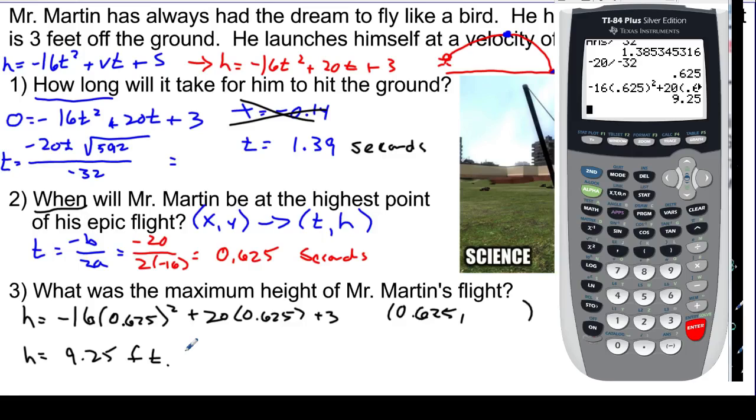But we were able to answer all their questions. We started off with the general projectile motion formula. We plugged in the information that they told us, which in this case was that the velocity was 20 and the height was 3. And then I answered their questions. They wanted to know about time at 0 feet, which is what hitting the ground is, and that was 1.4 seconds. It took me 0.625 seconds to get to my vertex, and I was 9.25 feet high at 0.625 seconds, which was at the top of my flight.